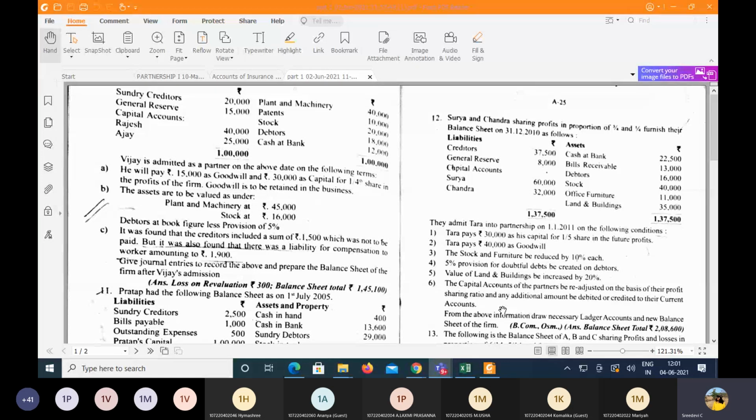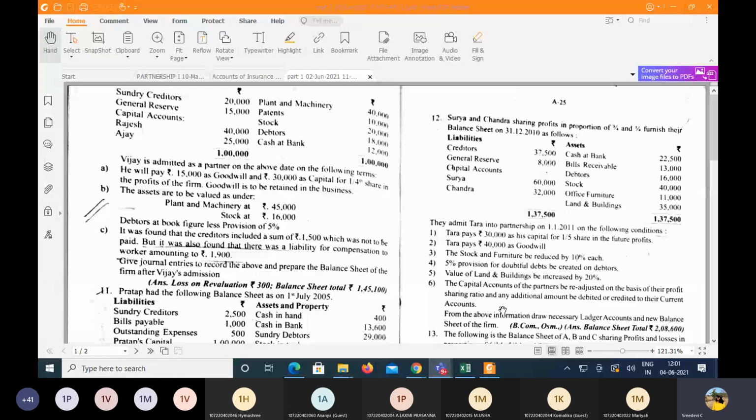So here, whenever the current accounts are to be maintained, I hope you all know very well by this time that if the capital accounts are to be maintained fixed, then we are going to maintain the current accounts. So anything relating to the adjustment towards the capital, this adjustment of the capitals has to be made on the basis of the profit sharing ratio, he said.